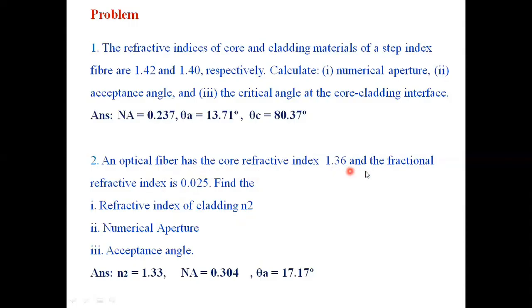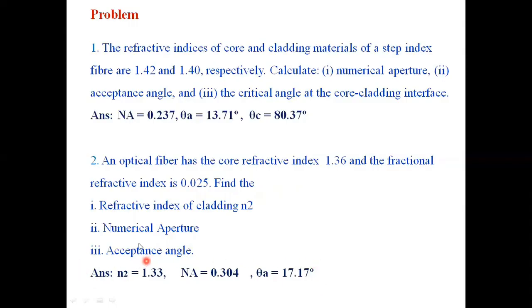An optical fiber has a core refractive index of 1.36 and a fractional refractive index of 0.025. The cladding refractive index is not given here, only the core refractive index 1.36 and the relative refractive index difference 0.025. You see that it is very minimum, very much less than 1. Find the refractive index of the cladding n2, then the numerical aperture NA and the acceptance angle theta A. These three parameters we need to determine for the given fiber.